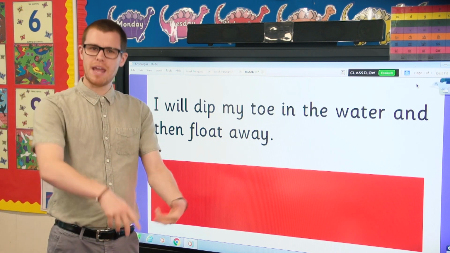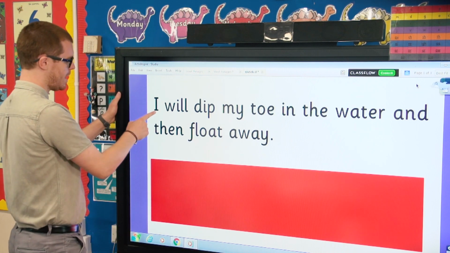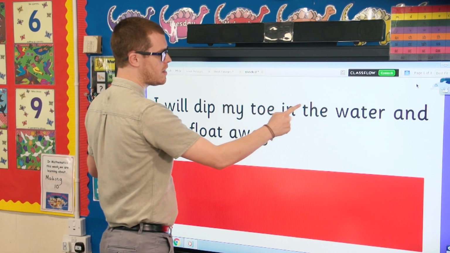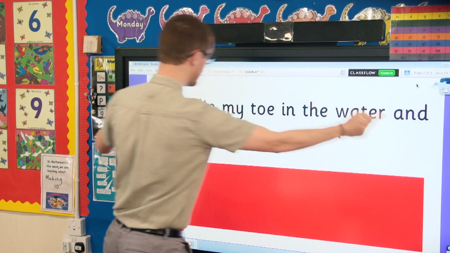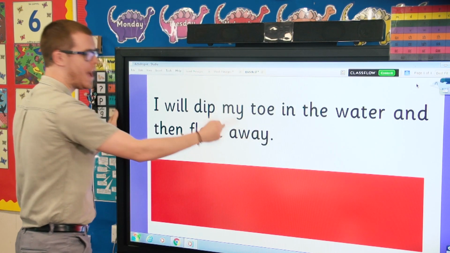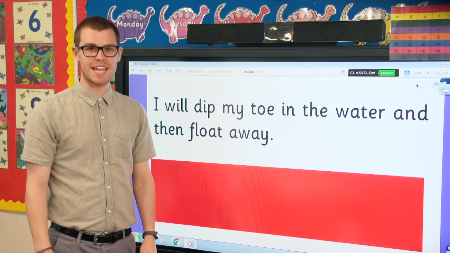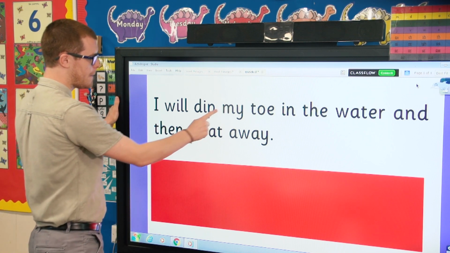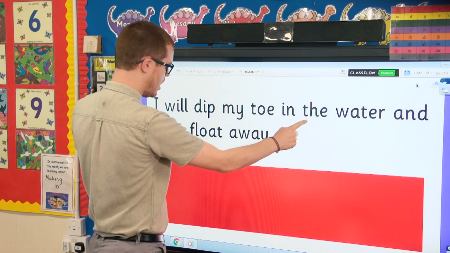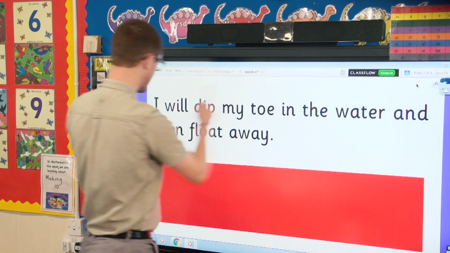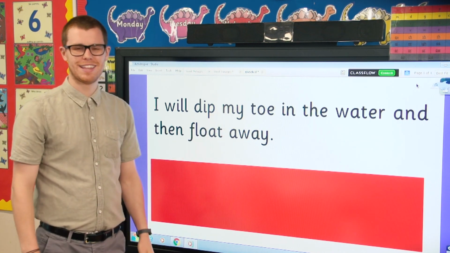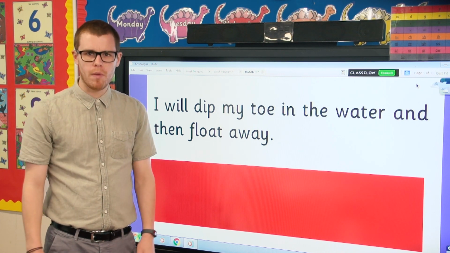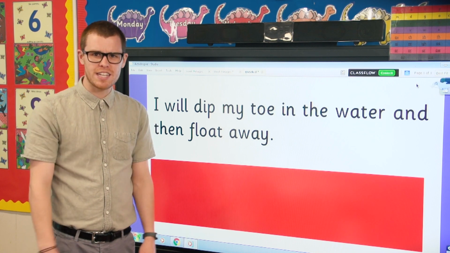Super reading! Now let's read the sentence together. I will dip my toe in the water and then float away. Let's read the sentence one more time. I will dip my toe in the water and then float away. Fantastic reading. Well done. The water must be warm and very inviting if they want to get in it and float away.